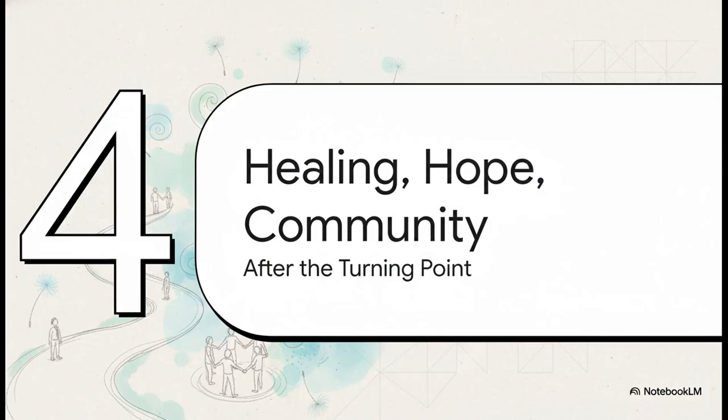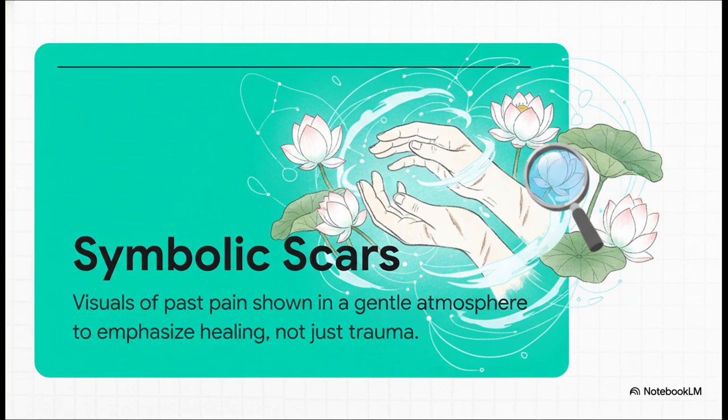Choosing to live is that huge turning point, but it's definitely not the end of the story. The journey of healing, that's a process, right? It keeps going. So let's see how the prompts visualize what comes next. I absolutely love this concept of symbolic scars. Prompt 4 calls for a close-up on a person's hands, but it's very specific. It needs a gentle atmosphere and soft light. So the point here isn't to hide the past pain, but to totally reframe it. The scars are there, you can see them, but they're shown in a context of calm and recovery. That tells us they're part of a story about healing, not just a story about trauma.